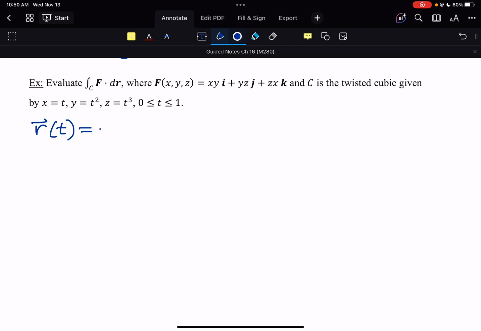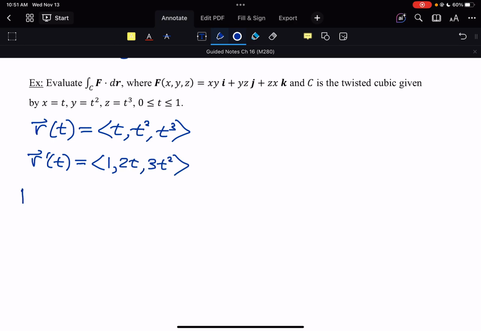So r of t is just going to be t, t squared, and t cubed, right? That's the x component, the y component, the z component, all in terms of t. r prime of t is going to be 1, 2t, and 3t squared. And F of r of t: we take this vector field up here and substitute in these values.